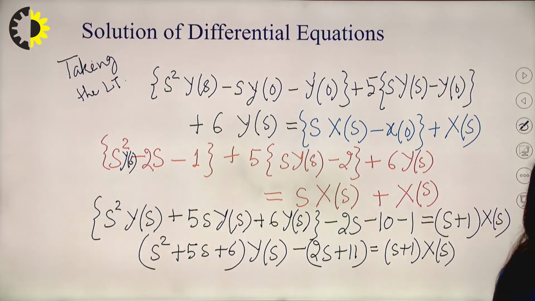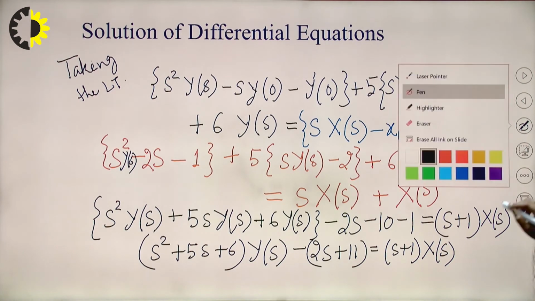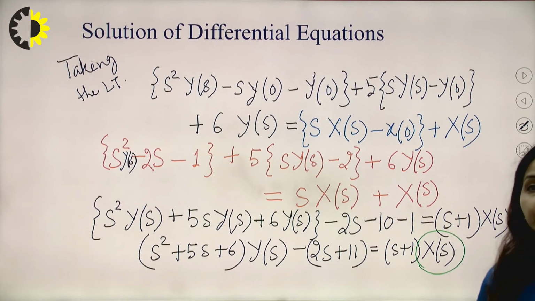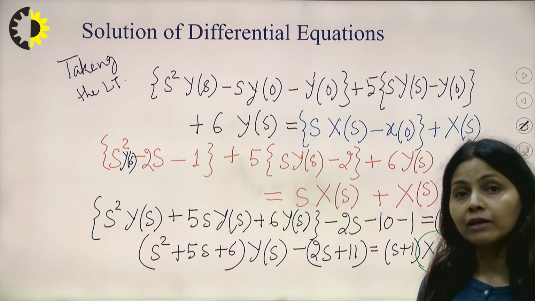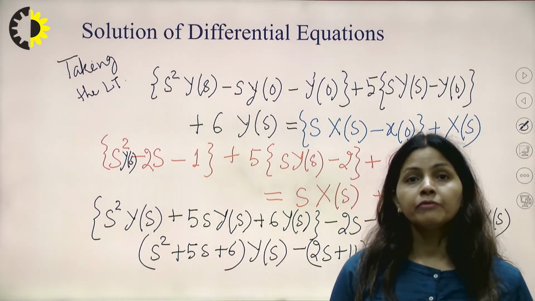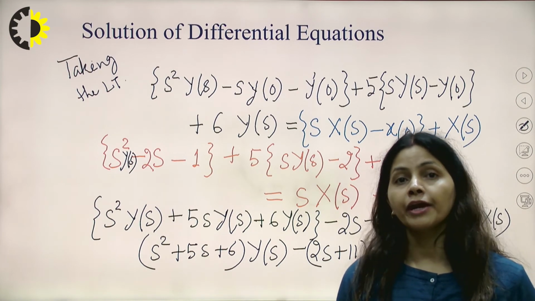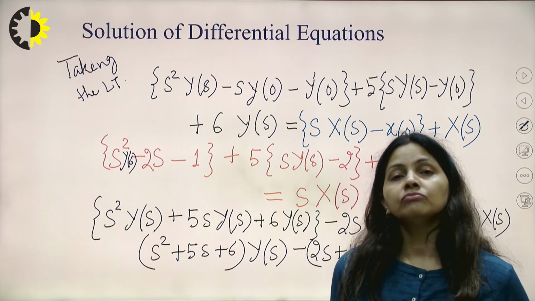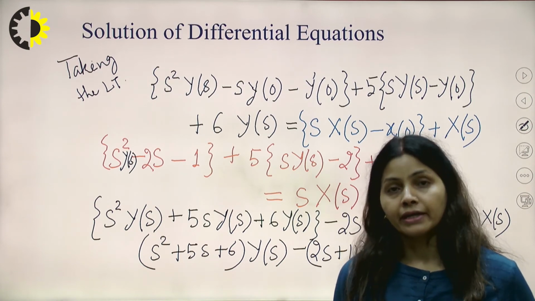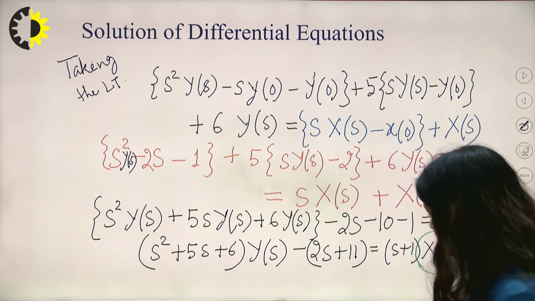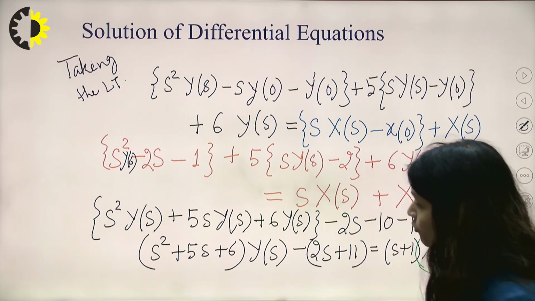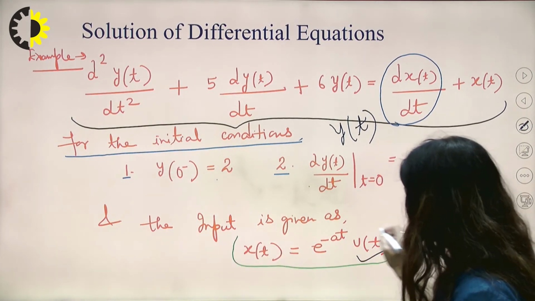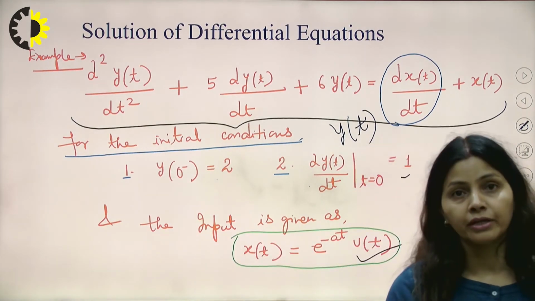So what should be X(s)? Please note down here, which is very important, that this X(s) needs to be calculated. It's very important because ultimately we need to find the inverse Laplace transform, so for that there should be no term for x(t) or X(s). Now let us see how to solve for X(s). Here we are given x(t) as e raised to the power minus a t u(t).